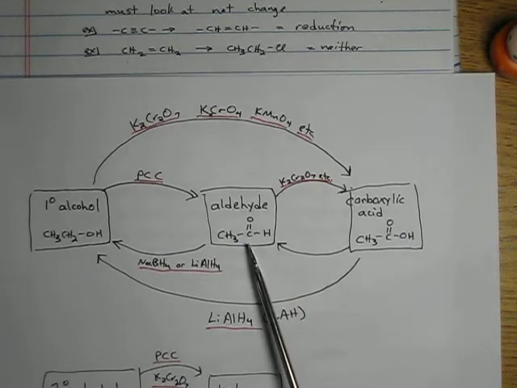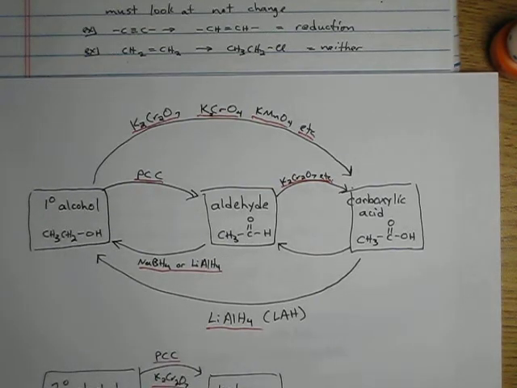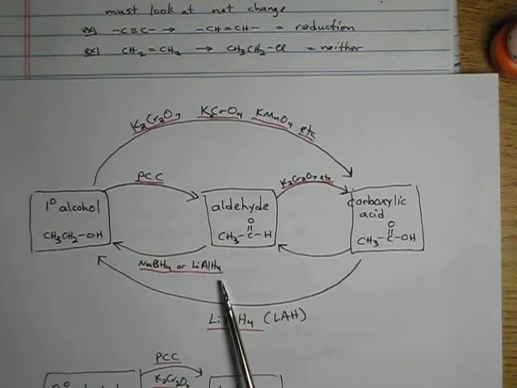What if you have an aldehyde and you want to reduce it to the primary alcohol? You've got 2 choices. You could use lithium aluminum hydride, because that's really nice, that'll work, or sodium borohydride.